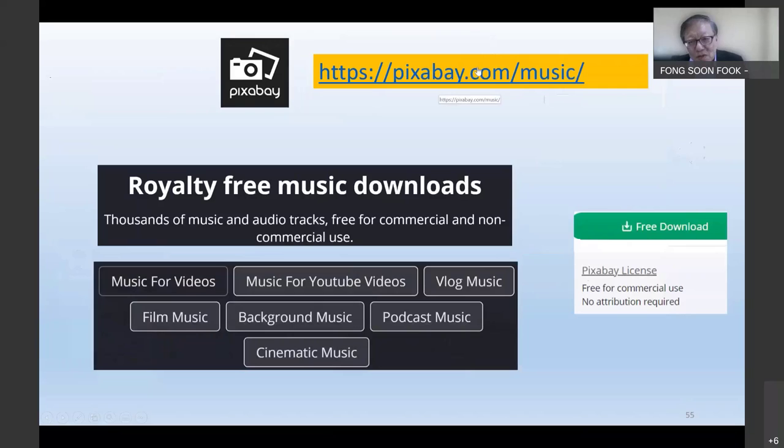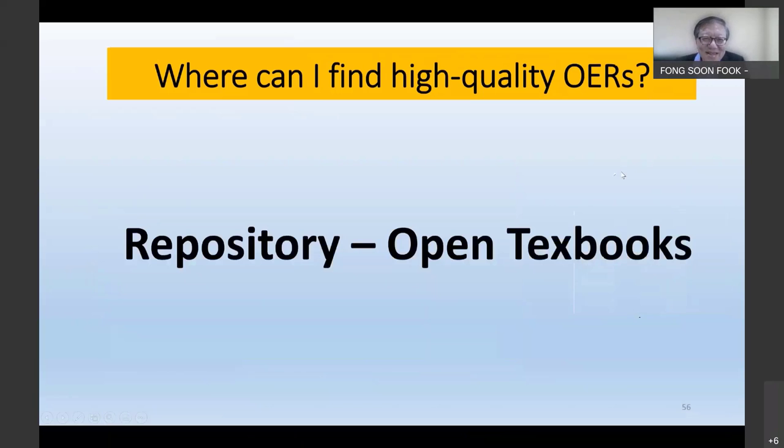Pixabay.com/music. Pixabay.com is very fond of giving everything CC0. Even their music is also CC0, and they tell you no attribution required. Now, this is, I think, one of the most useful for teachers.